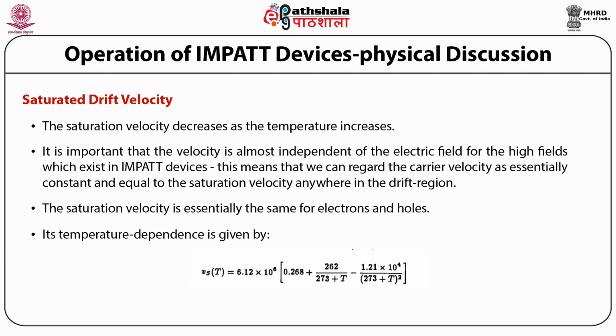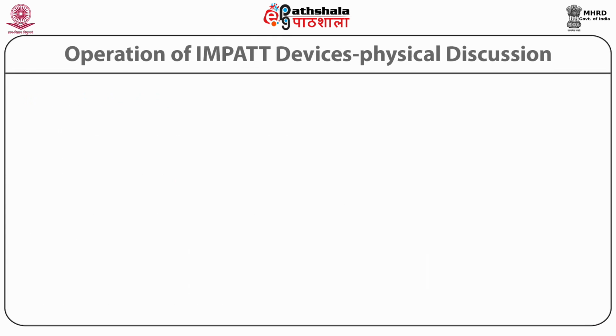6.12 multiplied by 10 to the power 6 bracket 0.268 plus 262 by 273 plus T minus 1.21 multiplied by 10 to the power 4 divided by 273 plus T the whole square, where Vst is in centimeter per second and T is in degree Celsius.